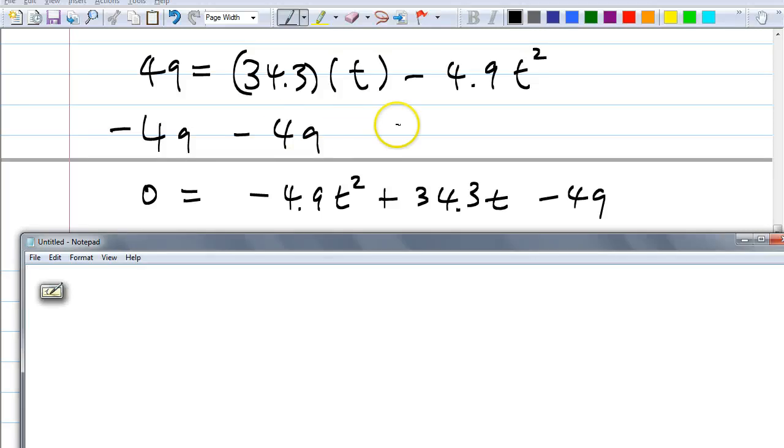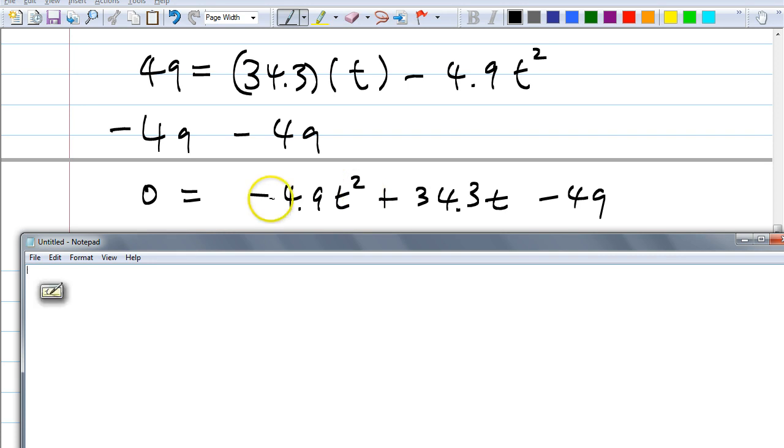I wrote this in standard form after I subtracted 49. Isn't that better? So 0 equals negative 4.9t squared plus 34.3t minus 49. By the way, do we like decimals? Whenever you have an equation like this, you could always get rid of all the decimals. Anybody know a nice trick? Multiply both sides by what? Good. Because it goes up to the tenths digit place. Why not multiply both sides by 10 and get rid of all the decimals?